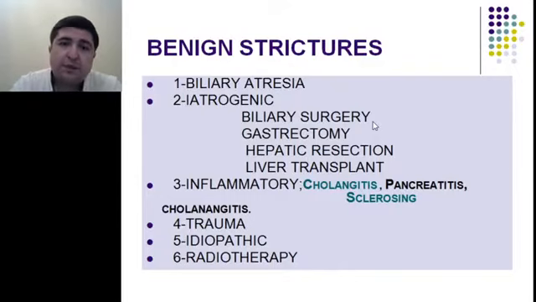So first of all, we should think that we didn't do something incorrect, and we should do investigation, confirmation of this problem, and manage it. The third cause of benign strictures is usually inflammatory problems like pancreatitis, sclerotic process of the common bile duct, and cholangitis. Cholangitis is the acute inflammation of the common bile duct. Cholangitis can be due to trauma, idiopathic, or after radiotherapy.